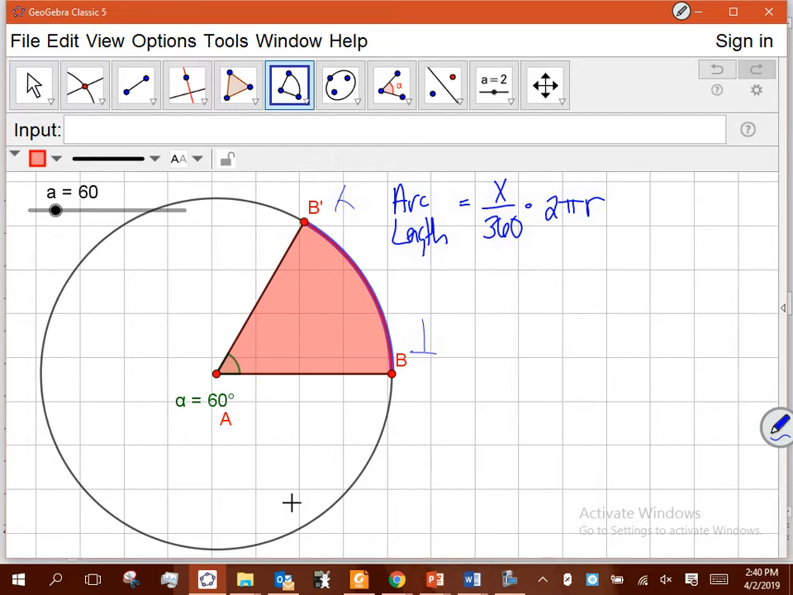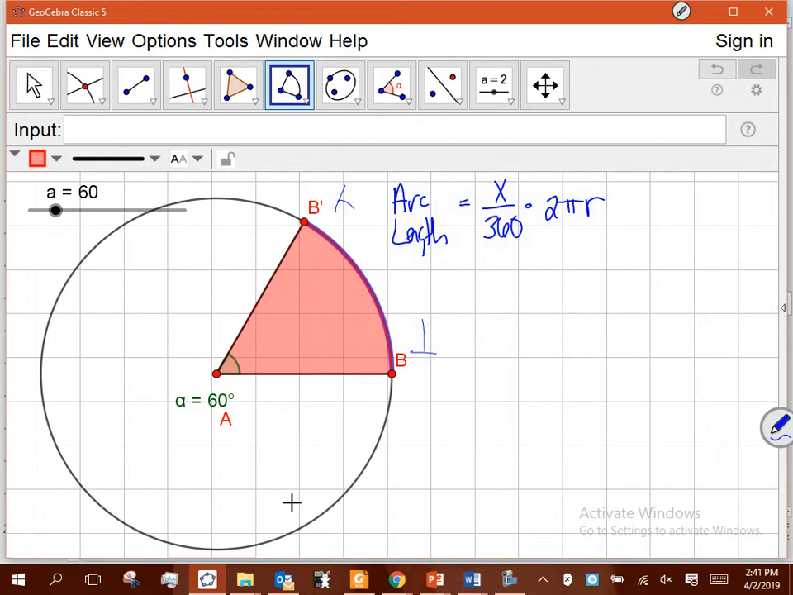Okay? Now, how many of those red shapes do you think I could fit into that circle to complete the circle? 6 of them again. Okay? And it's because the angle is 60 degrees, right? 60 degrees goes into 360 6 times, right? So that red one is 1/6 of my entire circle, right? If I want to find the area of that, okay, what's the area formula for a circle? Pi r squared. Okay? Pi r squared.